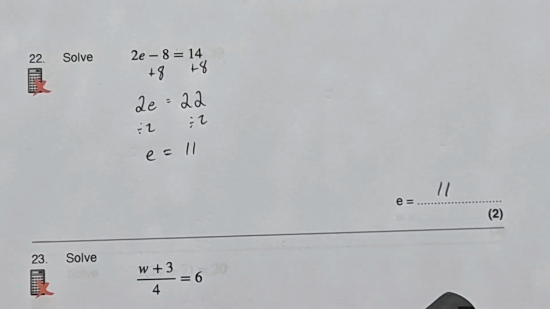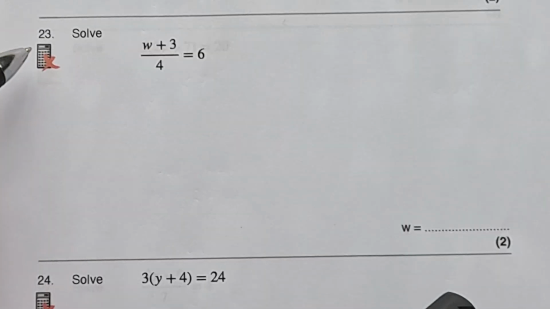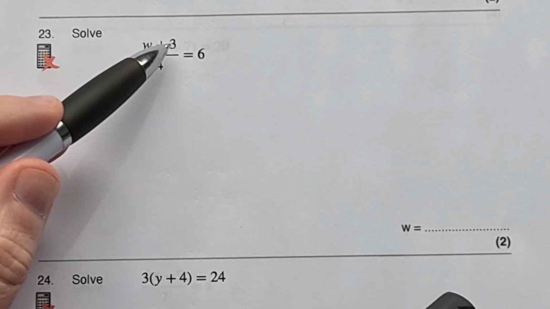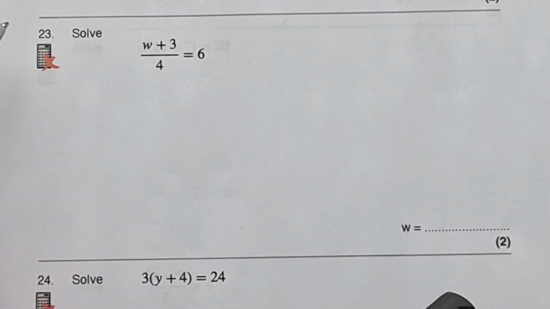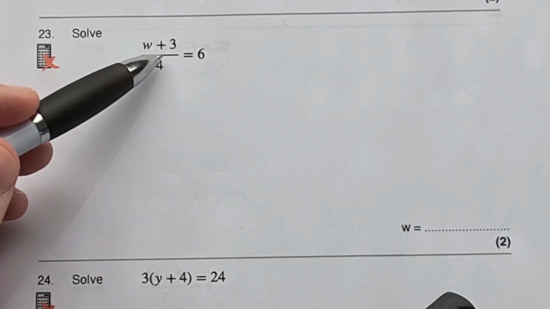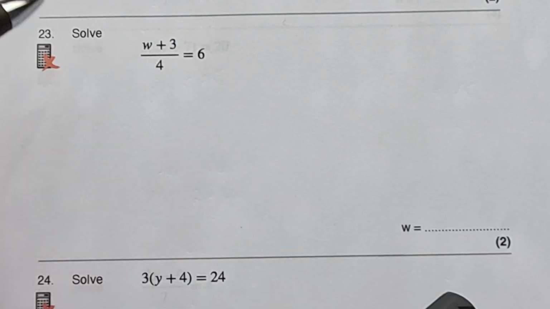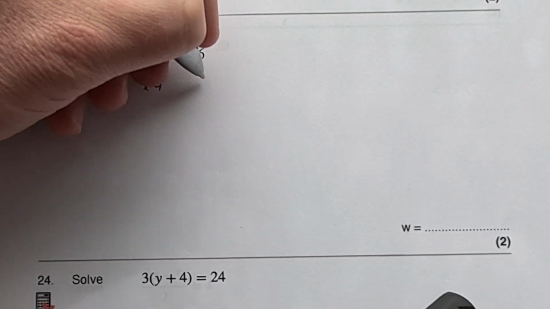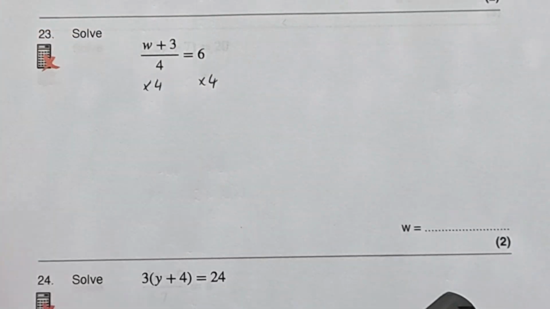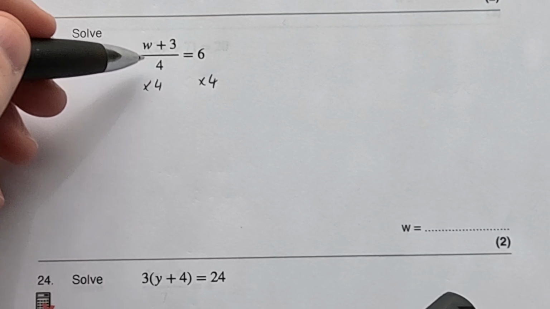Okay, let's take our next question, question number 23. We've been asked to solve w plus 3 all over 4 is equal to 6. So when you've got a question like this, what we want to do is get rid of this all over 4 to begin with. So let's multiply both sides of the equation by 4. We're multiplying by 4 to get rid of the divide by 4.